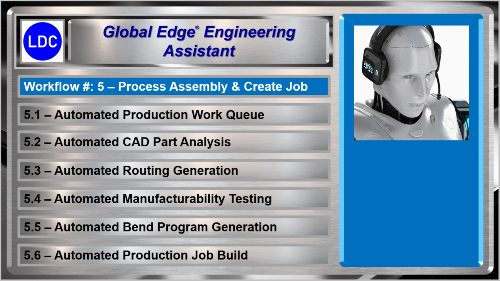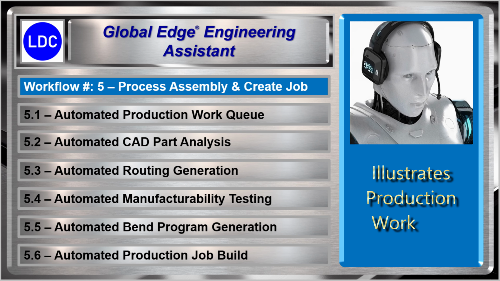Process assembly and create job workflow demonstrates how a CAD model assembly is systematically processed to generate a comprehensive manufacturing bill of materials and initiate a production job. This scenario involves extracting all relevant components and subassemblies from the CAD model, mapping them to corresponding manufacturing items, and organizing them into a structured manufacturing bill of materials.